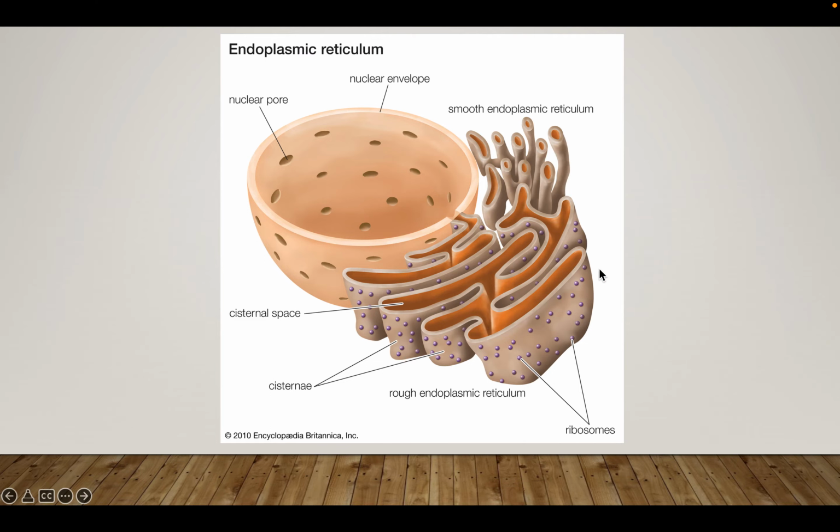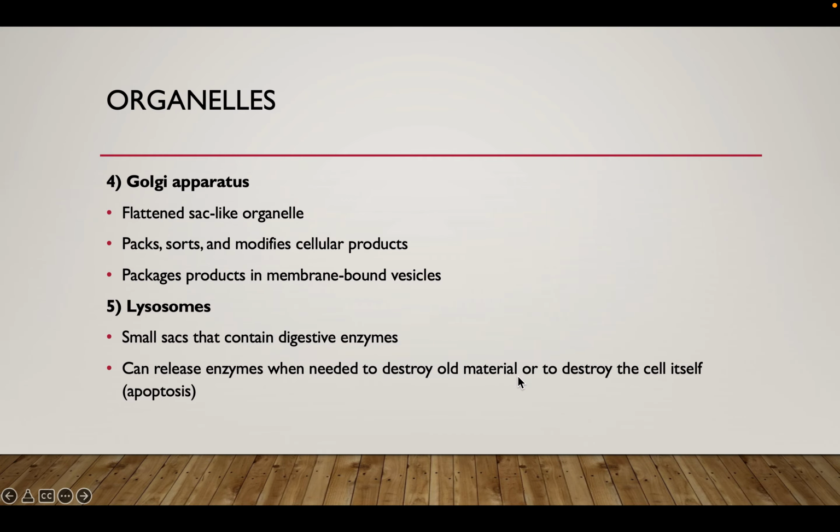Here is rough ER. This is studded with ribosomes all over its surface. So our next one is the Golgi, sometimes called the Golgi body or the Golgi apparatus. It's flattened and sac-like. It looks something like the ER, but slightly different. And you can think of this as the post office of the cell. It's going to receive products. It's going to package them. It's going to sort them into different regions. And then it will ultimately ship them off in membrane-bound vesicles like we talked about earlier.